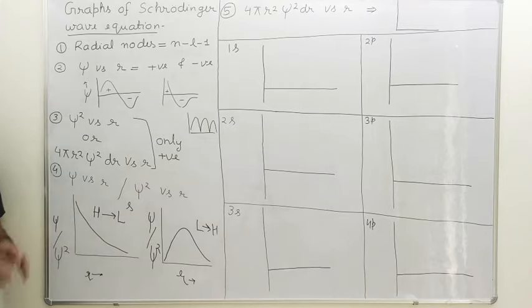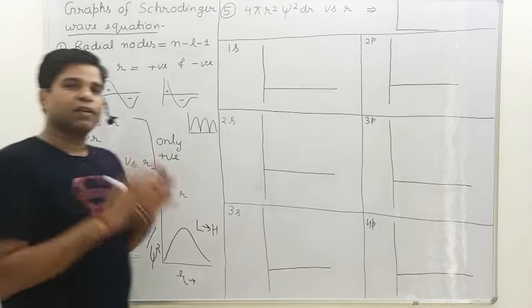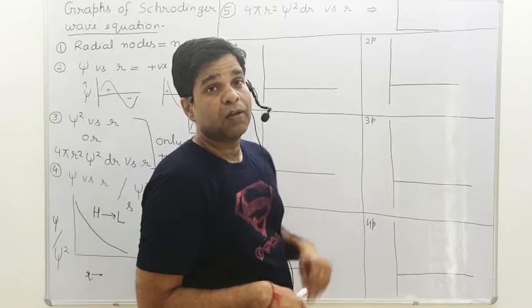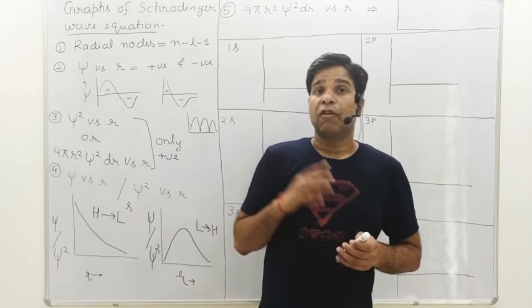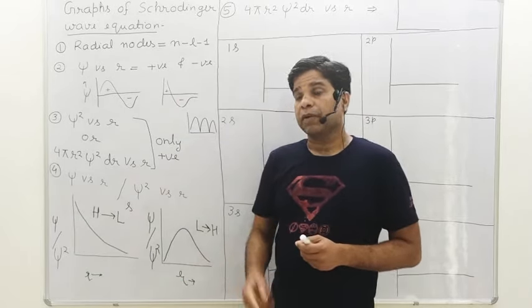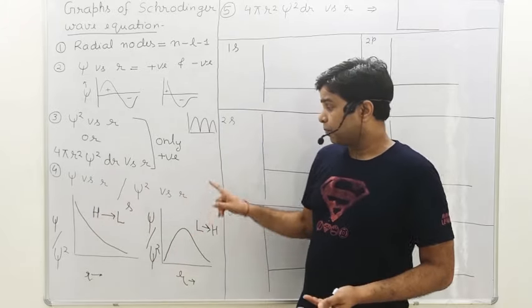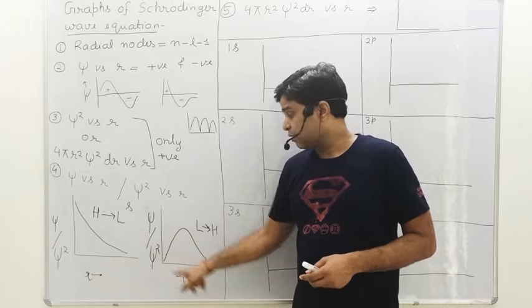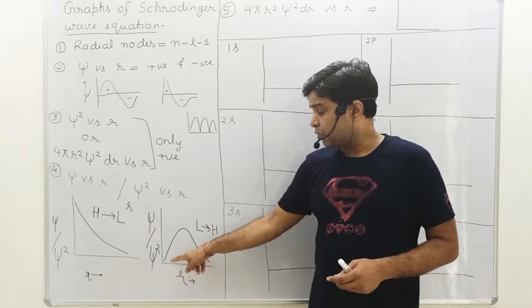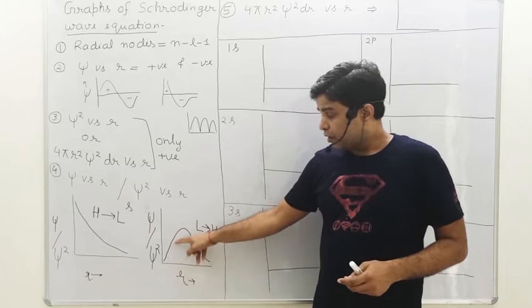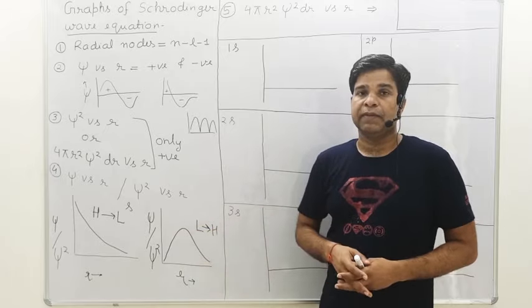What I said in the fourth point: whenever you want to draw the graph of psi versus r, or psi square versus r, all the graphs of the s orbital you have to start from the higher side to the lower side, and all the graphs of the p orbital for psi versus r, or psi square versus r, you have to start from the lower side and move toward the higher side.